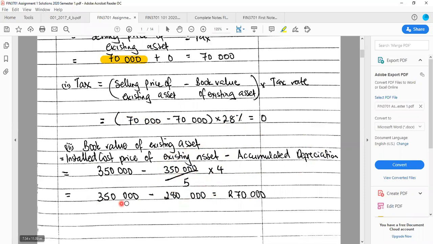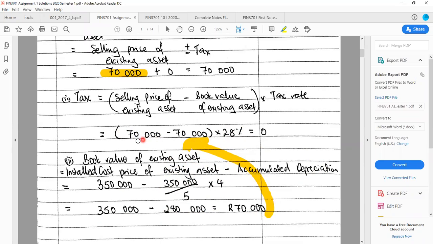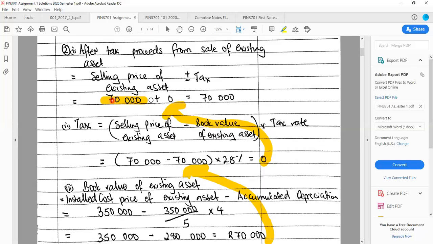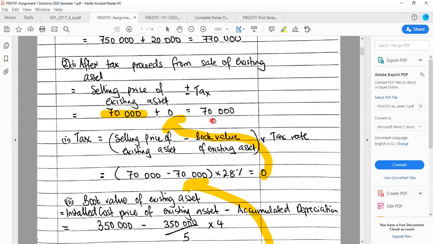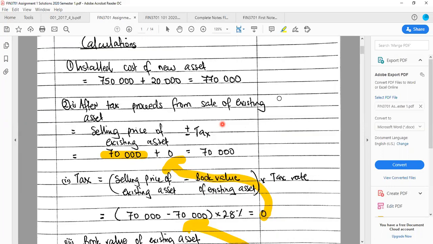And then I said the installed cost of the existing asset minus 280 gives me 70,000. So this was my book value. And then I took that book value and I substituted it here. And then I said selling price of existing assets minus book value of existing assets times the tax rate. That gave me 0. And then I took this 0 and I substituted it there. And then I said 70,000 plus 0 to give me my after-tax proceeds from the existing asset of plus 70,000.